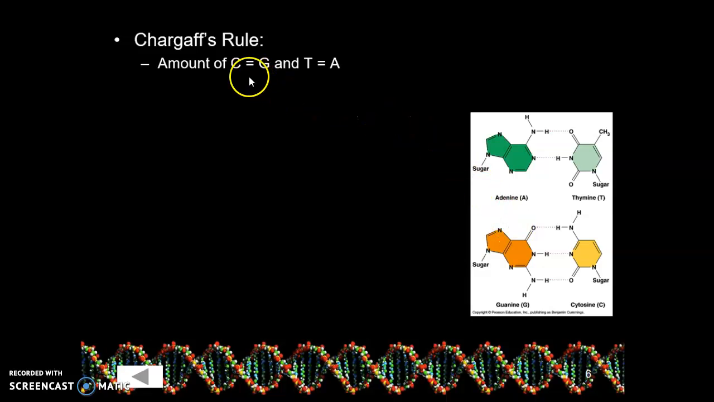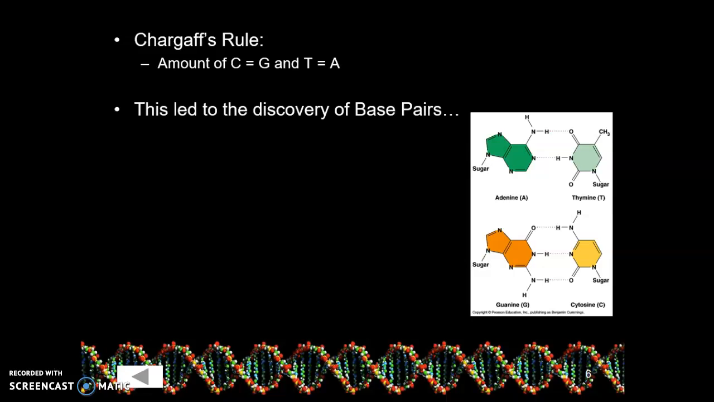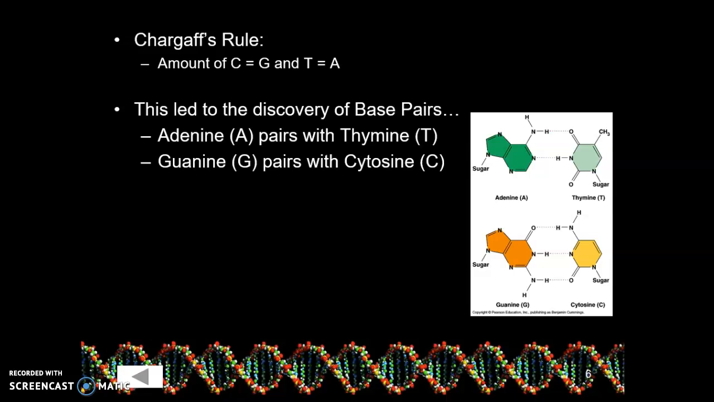And he noticed that every time he found cytosine in a specific percentage, that molecule also had about the same percentage of guanine. Same thing with thymine and adenine. So that led him to Chargaff's rules, which state that cytosine and guanine are found in equal amounts and therefore must be paired together. Thymine and adenine are found in equal amounts and therefore must be paired together.